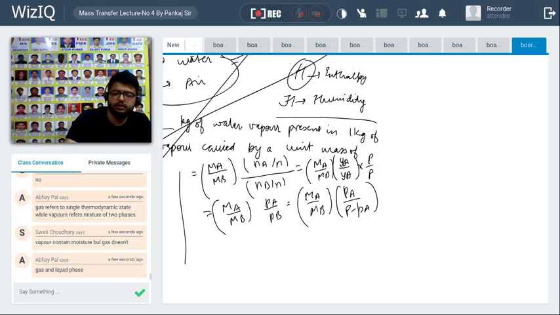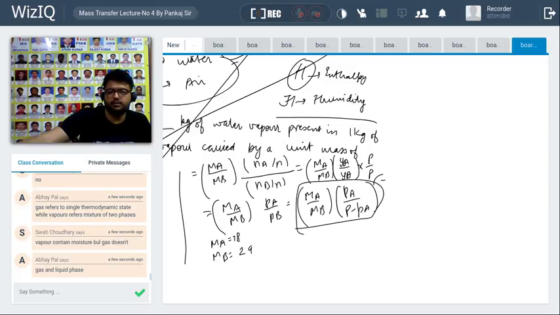Small pa is the partial pressure of A, and small pb is the partial pressure of B. So this is another formula for absolute humidity, where Ma is the molar mass of water vapor, equal to 18, and Mb is the molar mass of air, equal to 29. So this is the formula. Any questions?